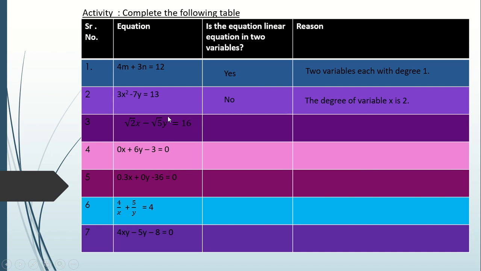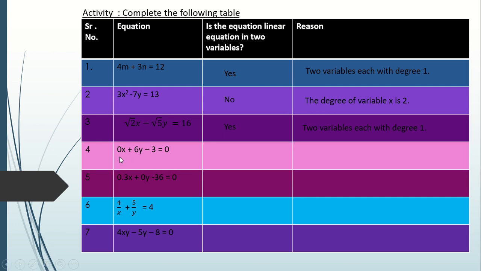Now in the third case, if you see, the variables are having degree 1. x and y both are having degree 1, but what about their coefficients? Coefficients are not integers. They are irrational numbers, but still, a coefficient can be an irrational number. That is not a problem. We are concerned with the variables. There are two variables and the variables are having degree 1. So this one is also a linear equation.